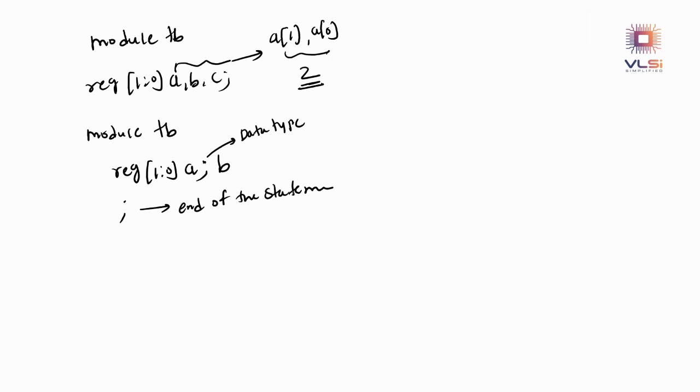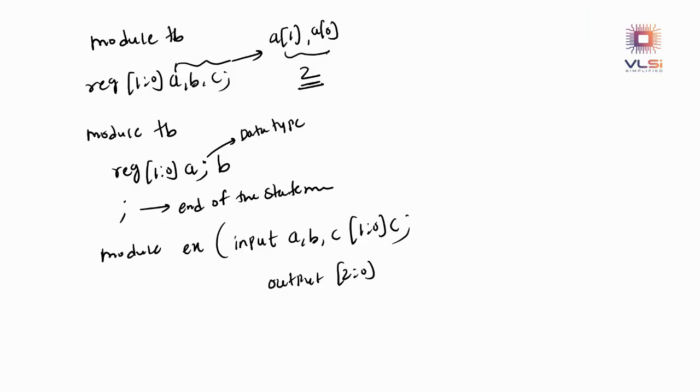Okay, so here if you see an example like module example, I'm initializing the ports within the bracket: input a, comma, b, comma, c [1:0], semicolon, and output [2:0] sum. Here also you'll get a compilation error.